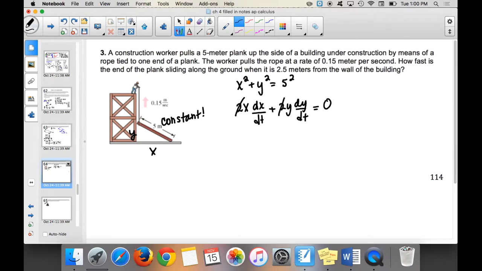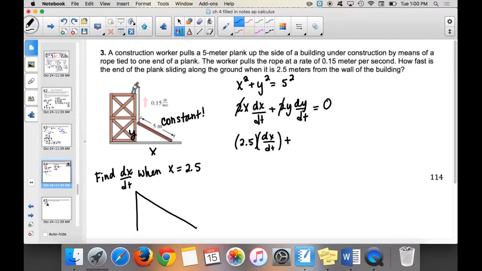All right, so it says, how fast is the end of the plank sliding along the ground? So we want to find dx over dt when x is equal to 2.5. So we know x is 2.5. We know we're trying to find dx over dt. We don't know y. So that's where we draw our second triangle. And we're like, okay, well, I know at this point in time, x is 2.5. This is a 5-meter plank, and I want to find y.